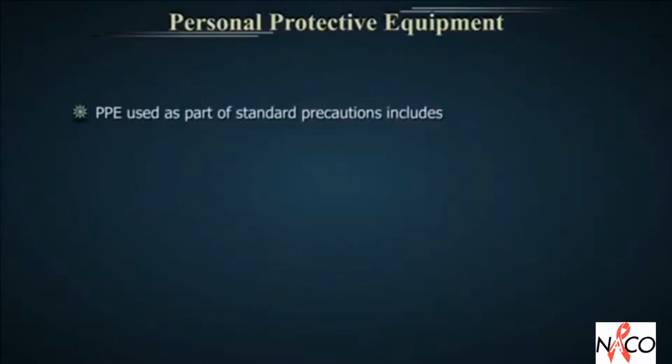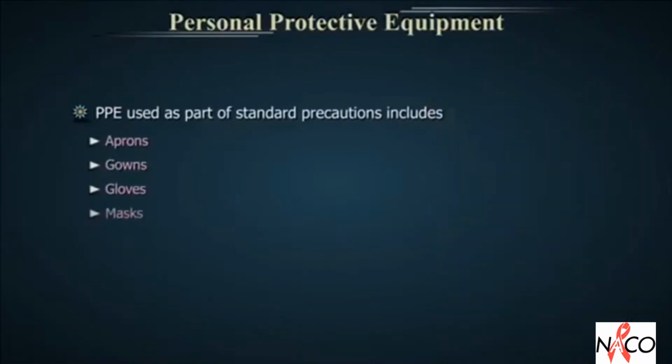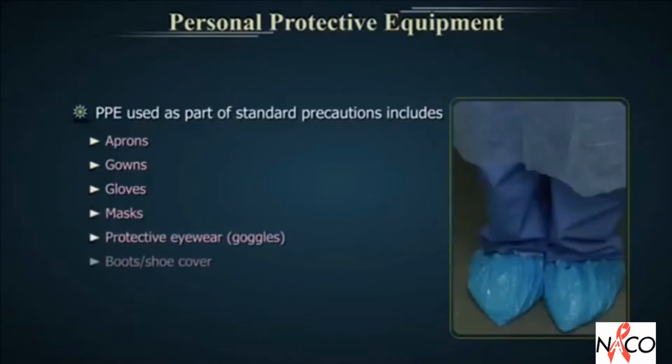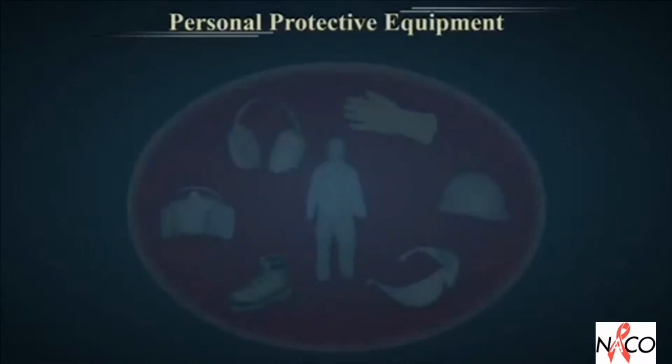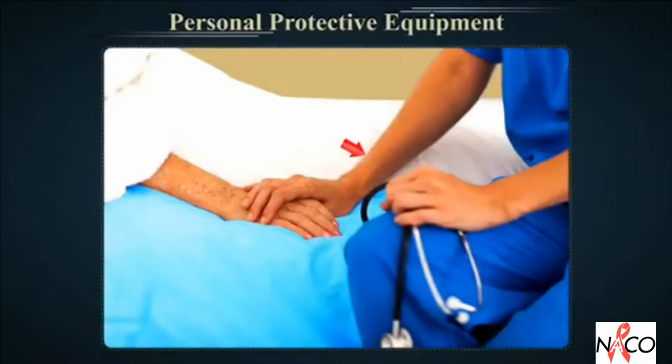PPE is used as a part of standard precautions, including aprons, gowns, gloves, masks, protective eyewear or goggles, boots or shoe cover, and cap or head cover. What will happen if a healthcare worker is not wearing any barrier while working? If a healthcare worker is not wearing PPE, then any route of transmission will pose a threat to the healthcare worker as well as the patients.